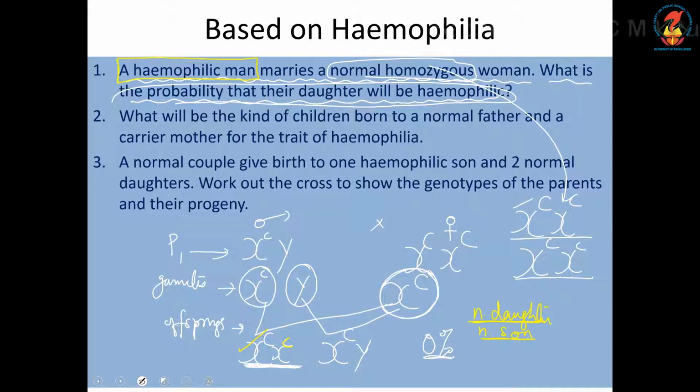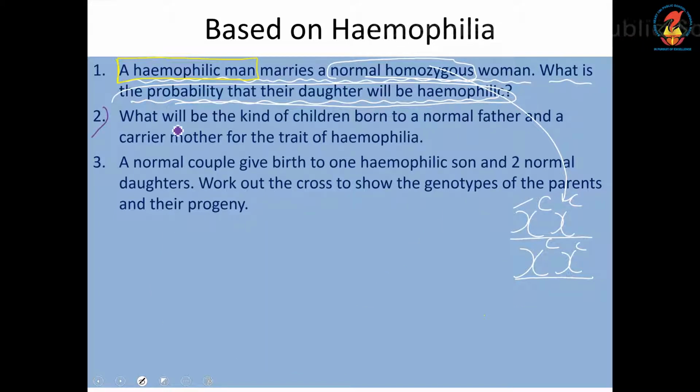Next problem, second problem. What will be the kind of children born to a normal father and a carrier mother for the trait of hemophilia? If I change this hemophilia to color blind also, it is the same. Hemophilia and colorblind, same pattern of inheritance. So, I just strike this and I have indicated let it be colorblind. I am taking a turn, let it be colorblind.